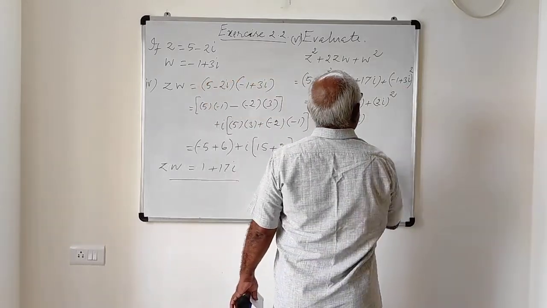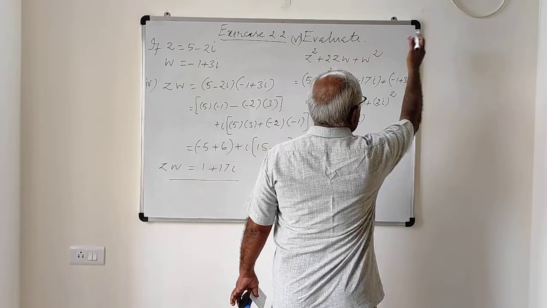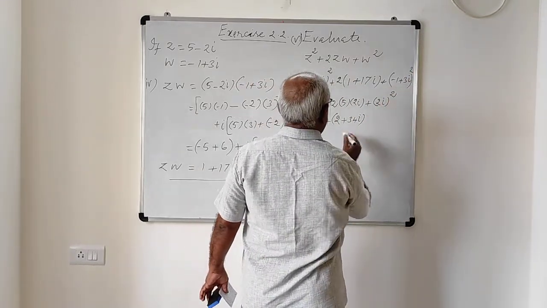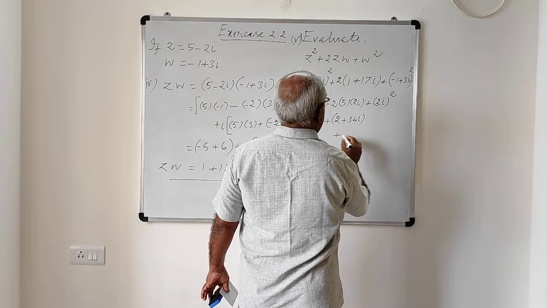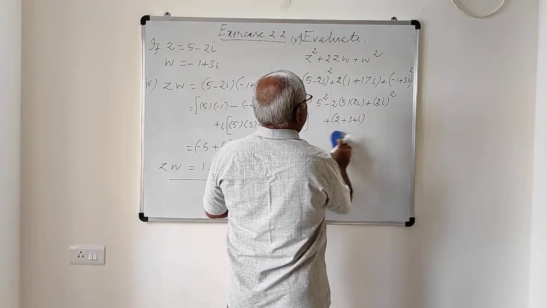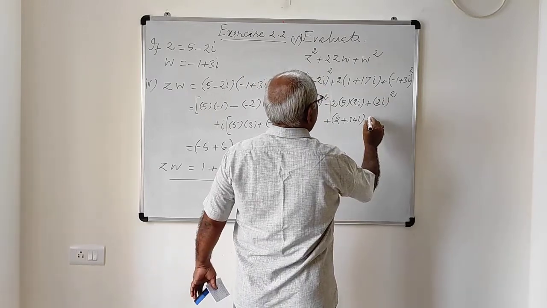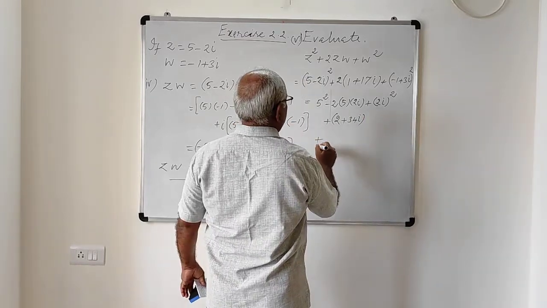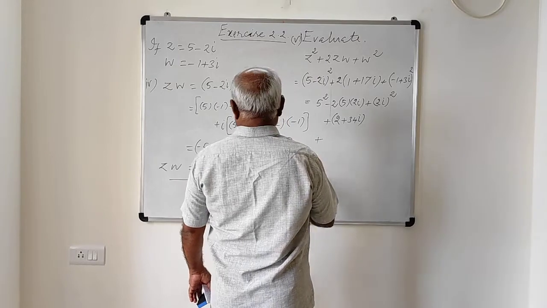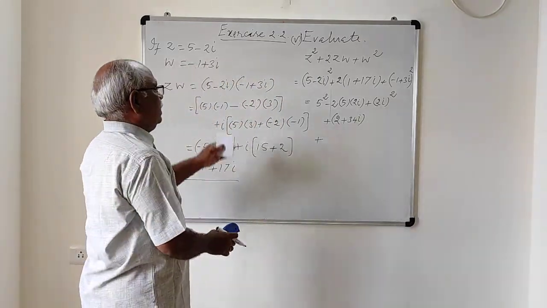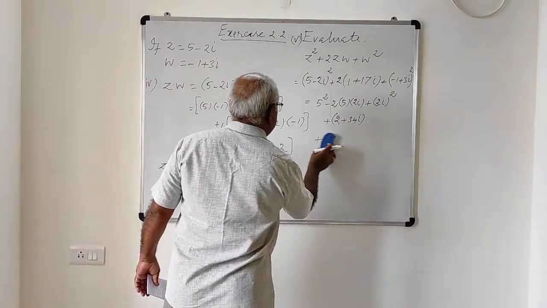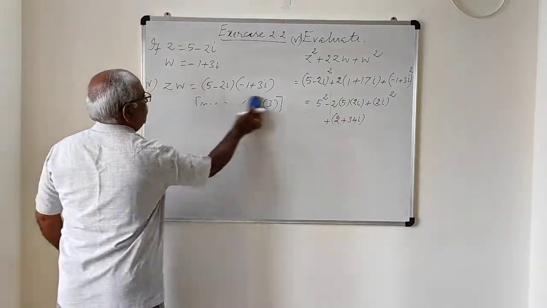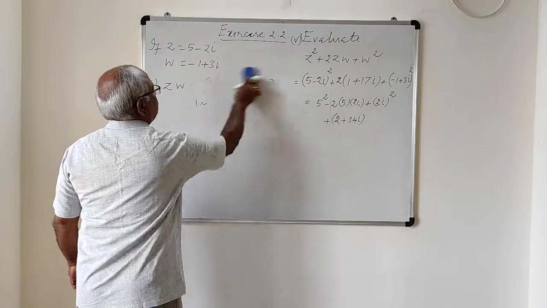Again, this is minus 1 plus 3i whole square. This is a plus b whole square. You consider this as a plus b whole square. That is a square, plus 2ab, plus b square. So ZW, you have 1 plus 17i. To solve this, I erase this here, so that I can solve the problem.